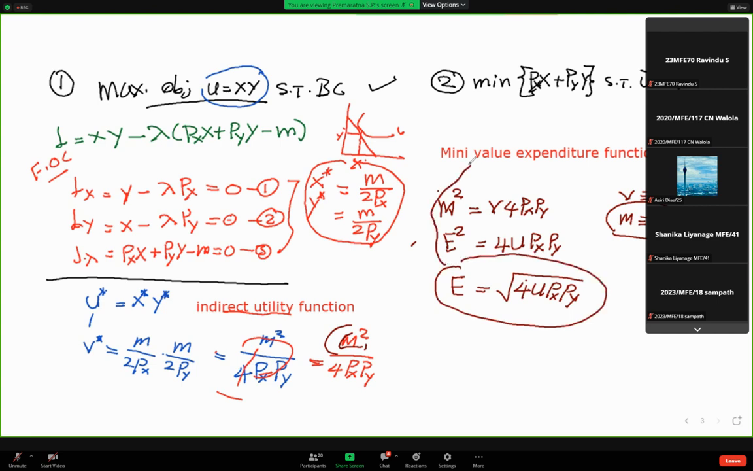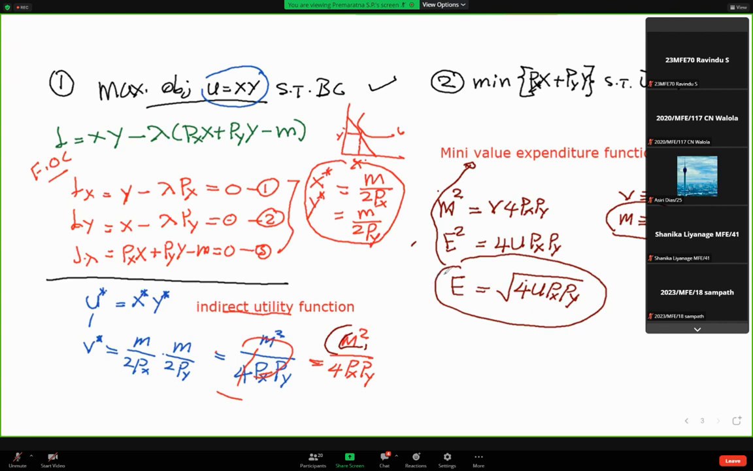Now we will derive two functions, the direct utility function and the minimum value expenditure function. Either way you can do it, later on I'll show you. Either way, first derive the expenditure function and convert it into the utility function. Since we are playing with the duality, maximization and minimization, we get the same result. So it doesn't matter.